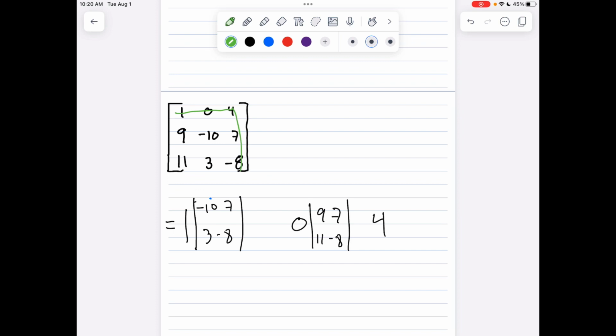And last but not least, with the 4, block the row and column, and we have 9, minus 10, 11, and 3.